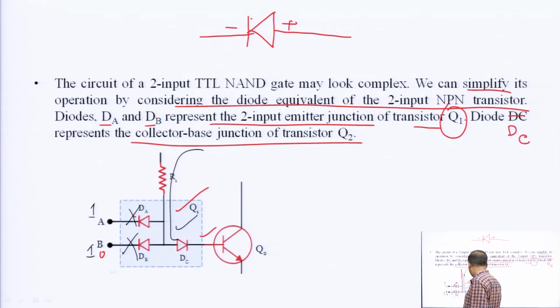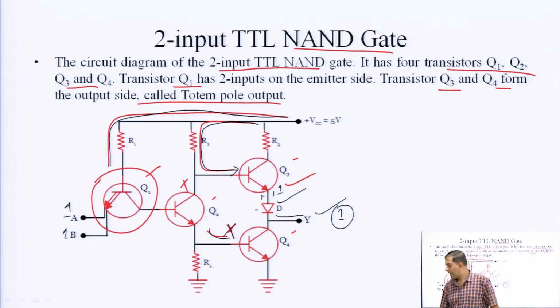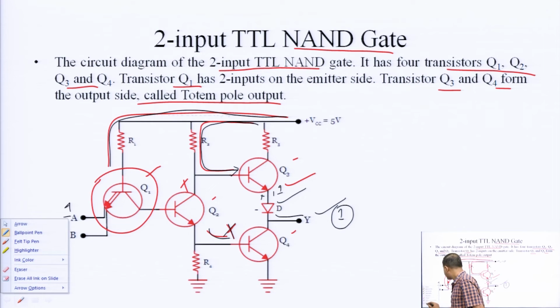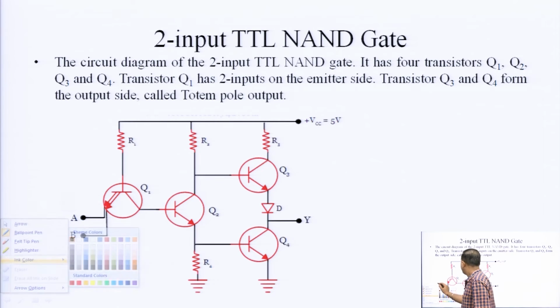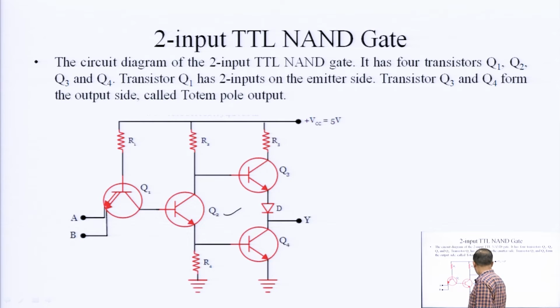The base will be getting the current. So, Q2 will be on, and as Q2 is on, then what will happen? Q2 will be on, so Q4 will be on and the output is connected to the ground. Okay. So, output is connected to the ground, Y will be 0, clear.